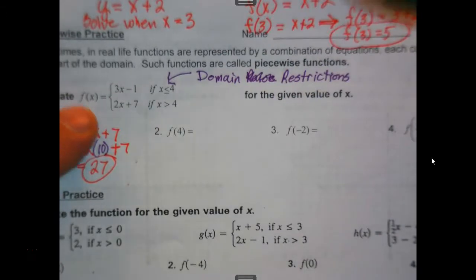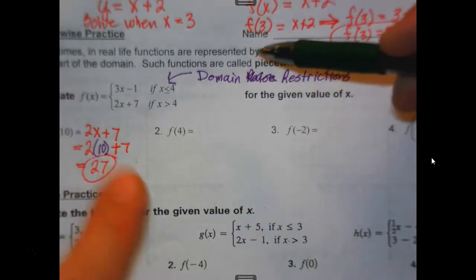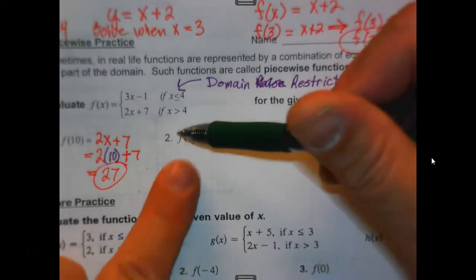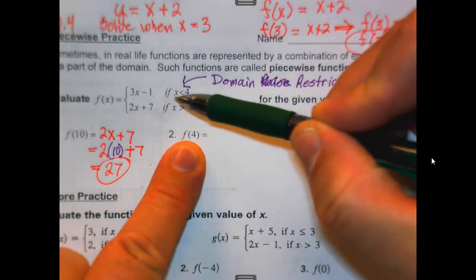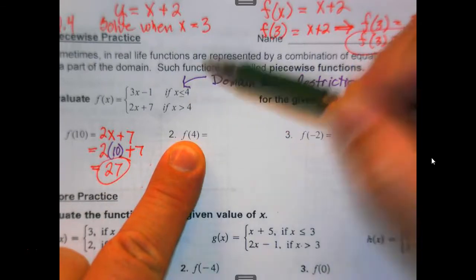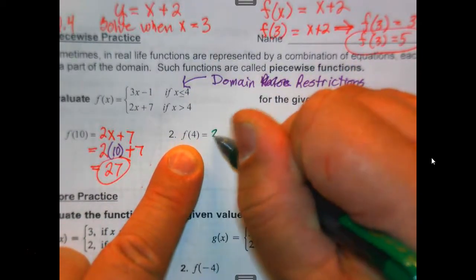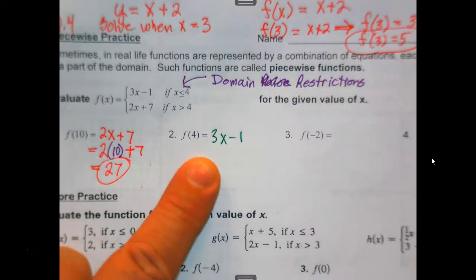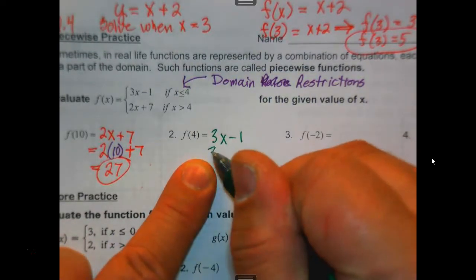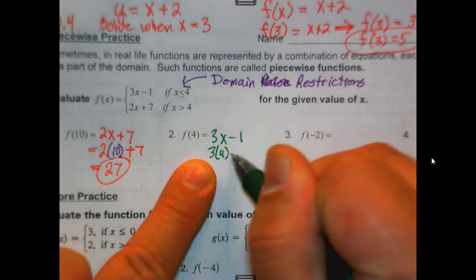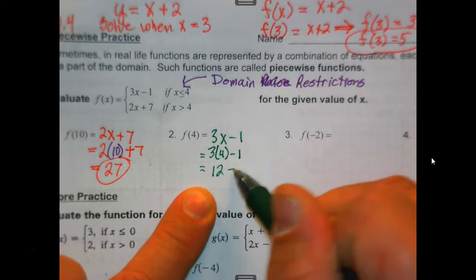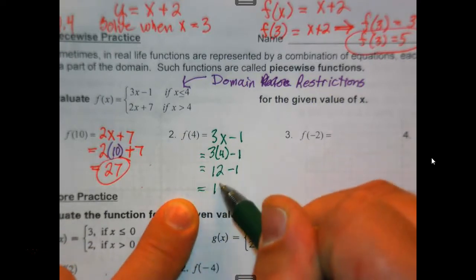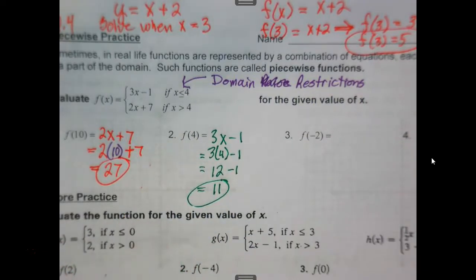All right, f of 4. F of 4. Which algebraic expression do I evaluate? 3x minus 2 because x is less than or equal to 4, so we use 3x minus 1. Sorry, not 2, 1. So we're going to substitute in 4 for x. Okay, 12 minus 1 equals, look at that, the f of 4 equals 11.